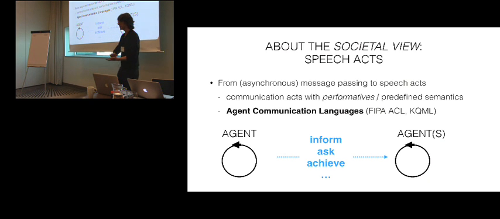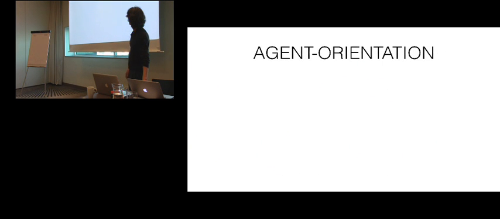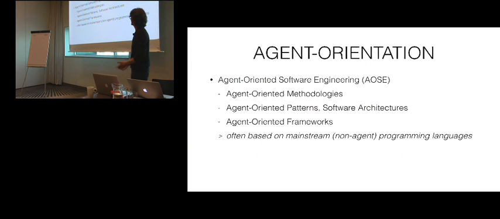But anyway, to me, from the programming level, it was interesting to see that this way attaches a kind of common semantics not of the content of the message, but of the attitude of the communication. So to complete my part, this lightweight introduction: agent orientation has been developed in the agent and multi-agent system community in terms of agent-oriented software engineering, so talking about methodologies, patterns, software architectures, frameworks.